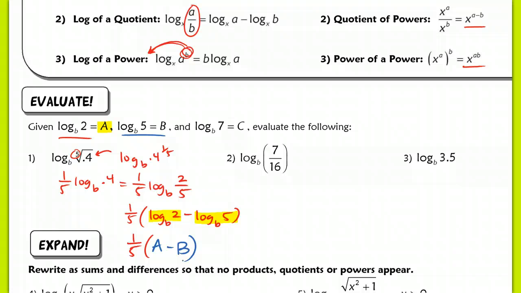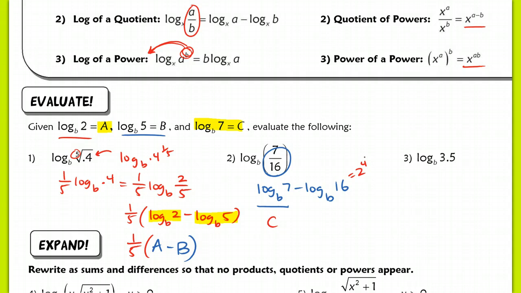Now for log base b of 7/16, hopefully this is a little bit easier than the first one that I went through with you. Since it's a quotient, you're recognizing this is a quotient. You can split this up into log base b of 7 minus log base b of 16. Now here, we can evaluate that right away because that's just equal to c up here. However, this part here we can rewrite. If I want to rewrite 16, I can also think of that as 2 to the 4th power.